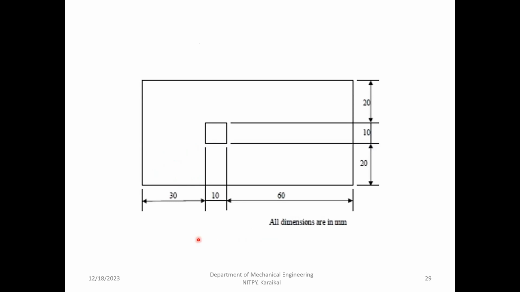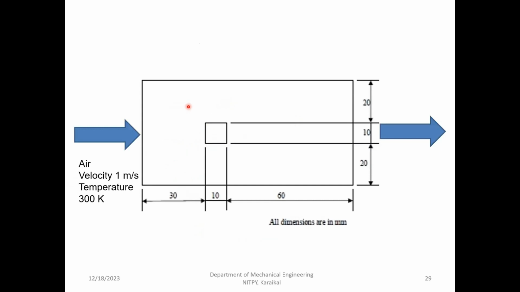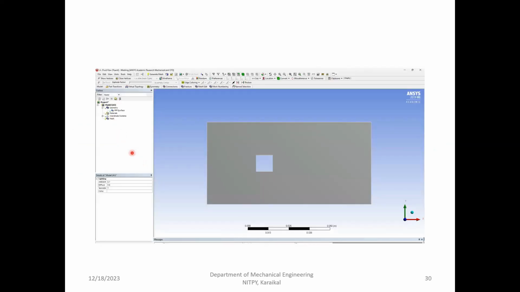Okay, so now let's take a simple example of flow over a square cylinder. Fluid is going to come from the left and leave from the right. I have a square cylinder of 10 mm by 10 mm placed in the center of this domain. Air is coming at a velocity of 1 meter per second at a temperature of 300 Kelvin, and it is going to go out. I can make the geometry in Ansys Workbench. I have made this in SpaceClaim. You have to draw the two rectangles and then subtract, so you get a shape like this.